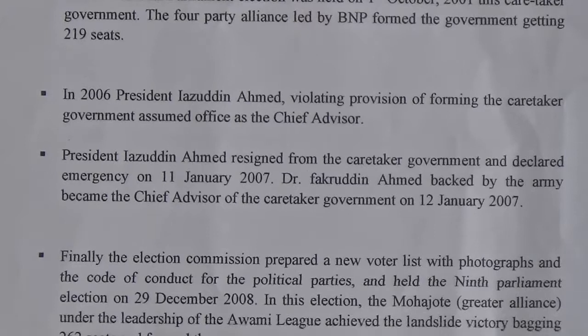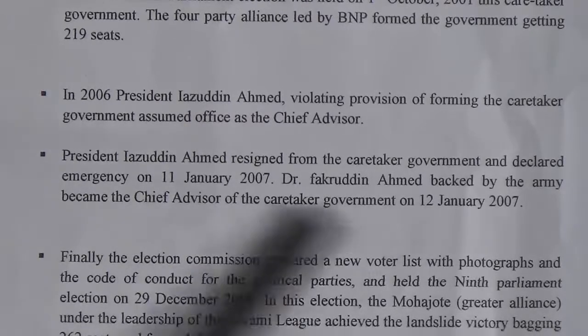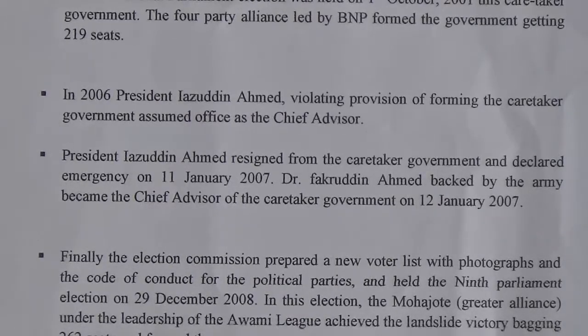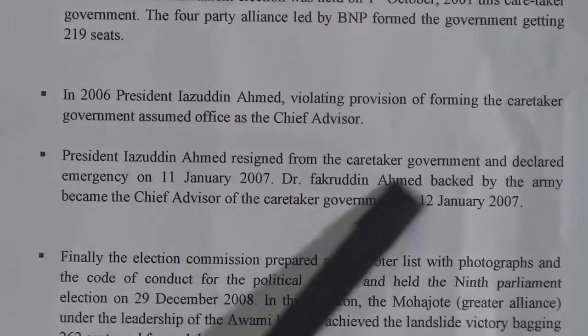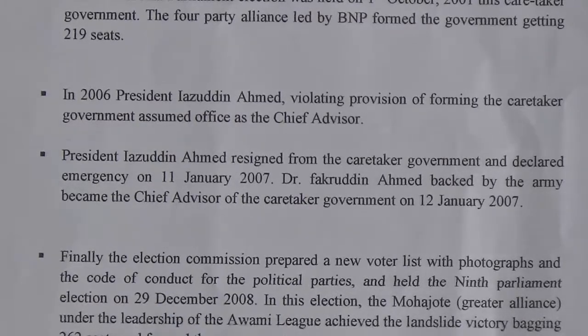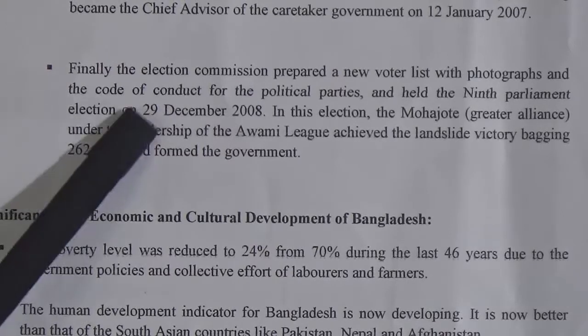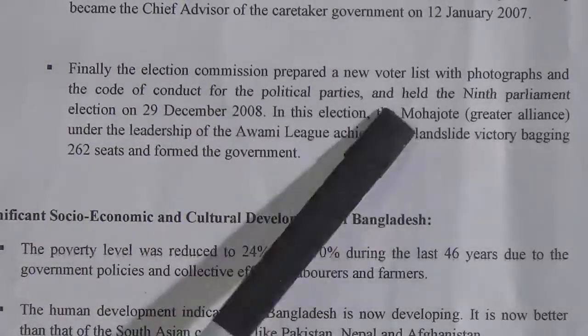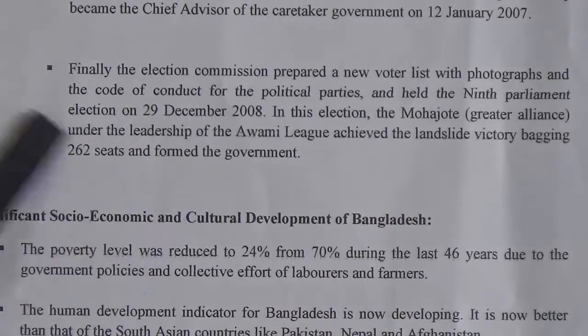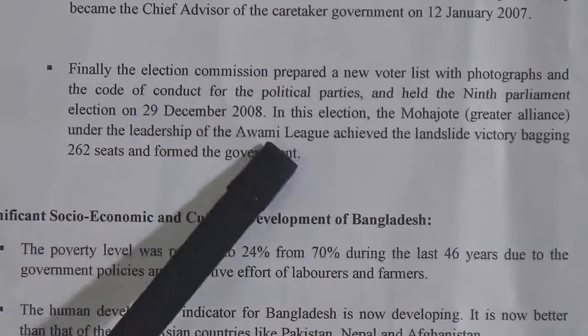So from 2007 to 2009, this time the country was ruled by the caretaker government, okay, which was actually being run by the army. Okay, so finally the election commission prepared a new voter list with photographs and the code of conduct for the political parties, and held the 9th parliament election on 29th December 2008.